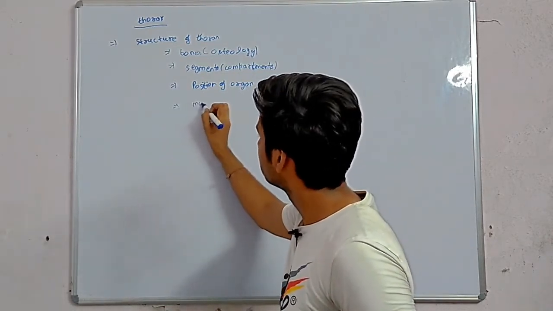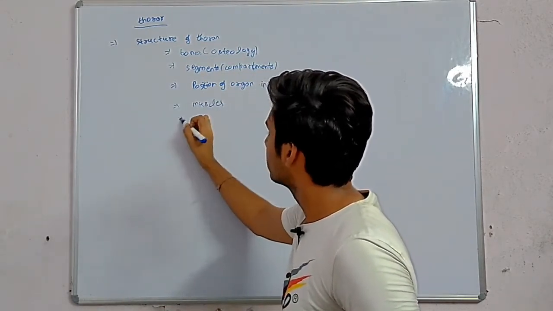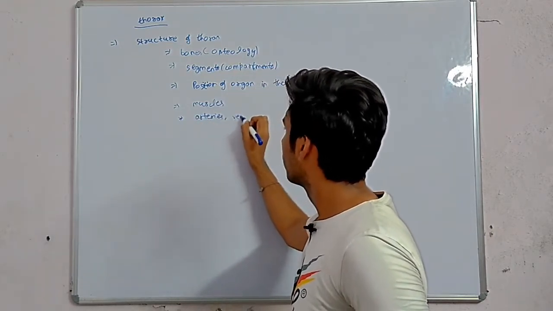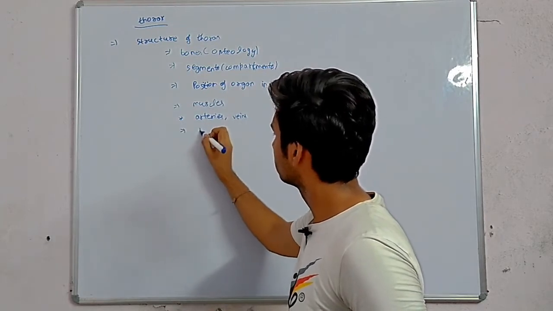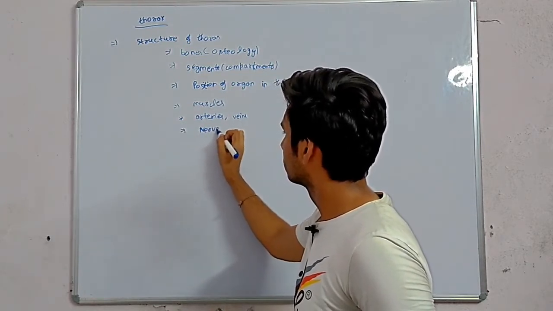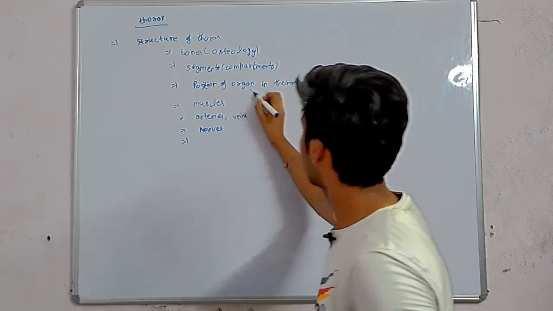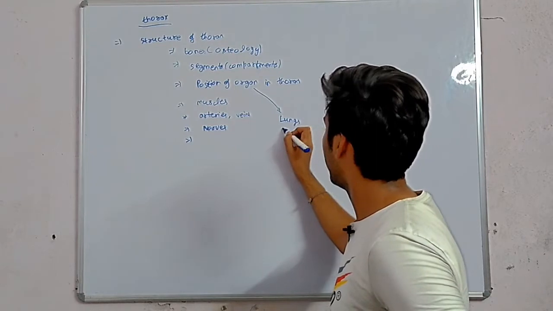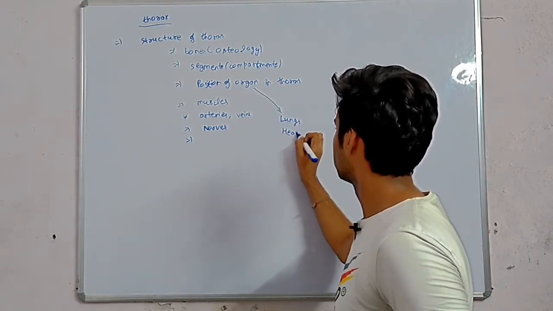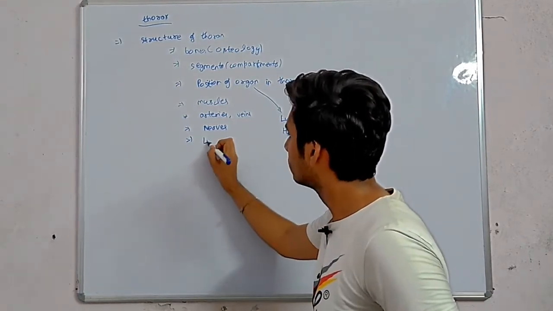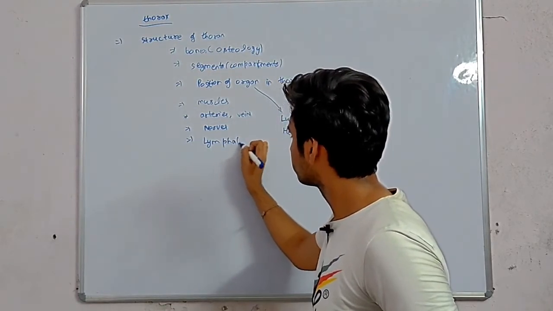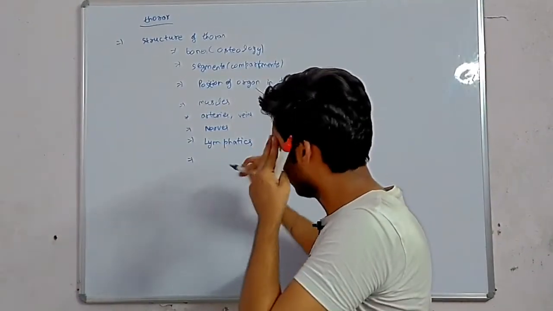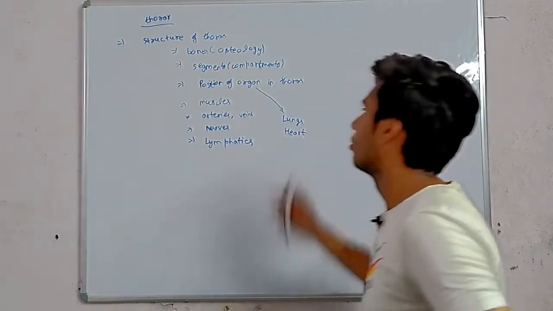Muscles, arteries, veins, nerves, and major organs. Major organs क्या क्या है यहाँ पे? जैसे major organs are lungs and heart, lymphatics, and so these are major topics we cover in this lecture.